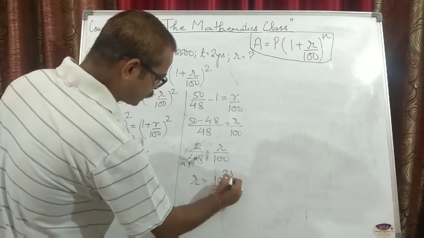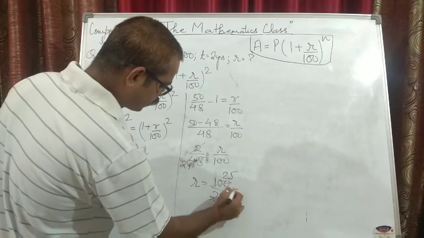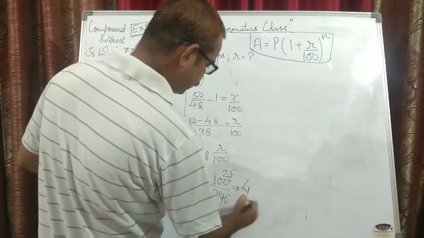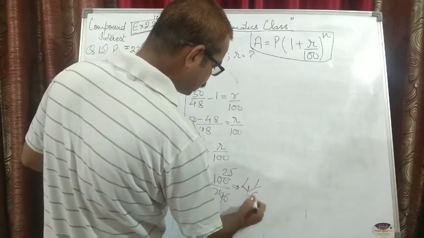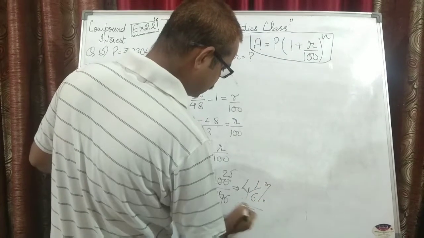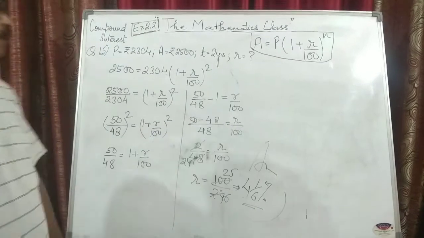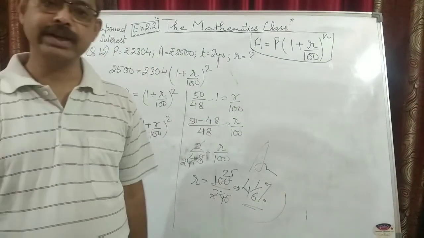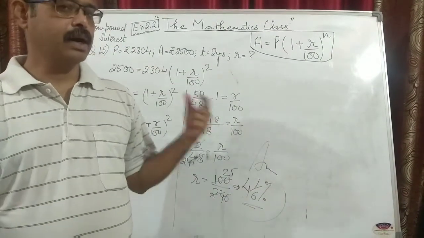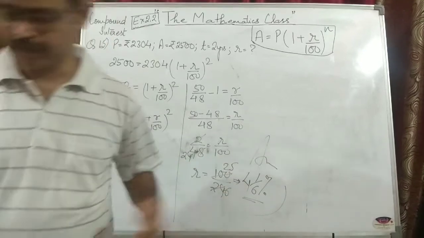4 25s are 100, 4 6s are 24. Now you divide, 6 4s are 24. 1 upon 6% is the rate of interest for this particular question. So this finishes question number 15. I hope you are understanding. Now we move on to question number 18.